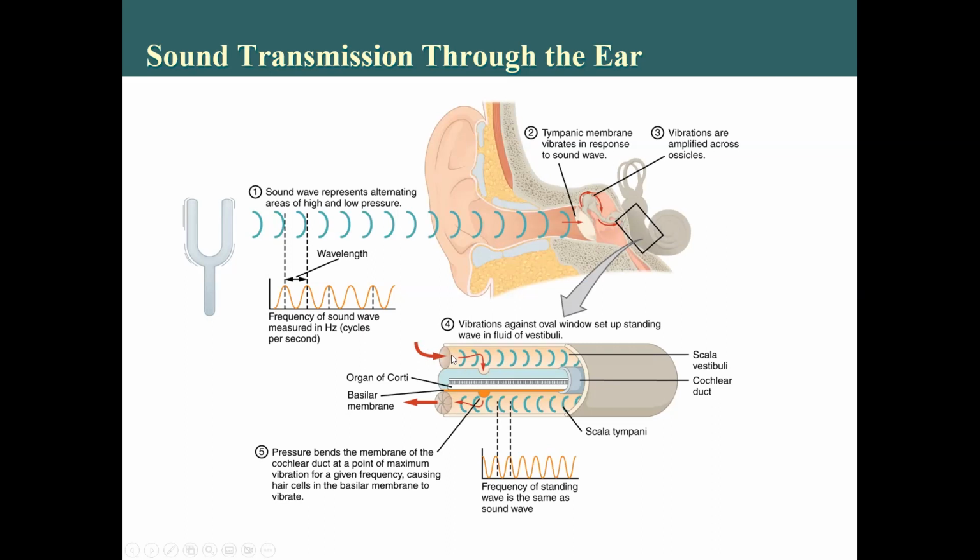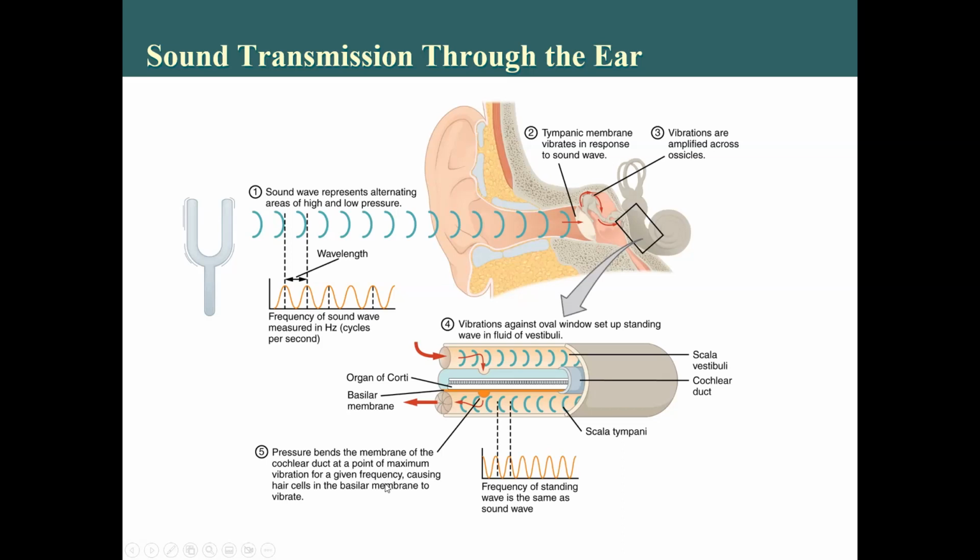So inward is the oval window. And since this fluid has to have somewhere to go, it presses outward at the round window. So every time it pushes in, this part bulges out. So what's happening is kind of sloshing back and forth. And the sloshing back and forth are these fluid waves that then start stimulating the basilar membrane because it's hitting the tectorial membrane, flexing those little hair cells, which I'll show you in a moment. That sends the signal out saying, hey, there's sound, because these little hairs are bending as a result of these waves coming through. So pressure bends the membrane of the cochlear duct at a point of maximum vibration for a given frequency.